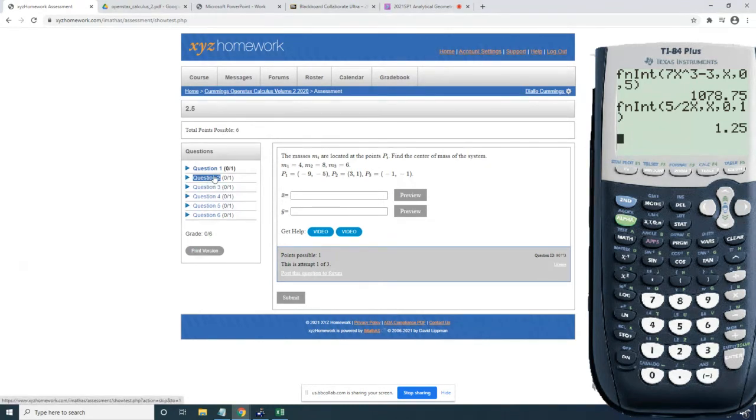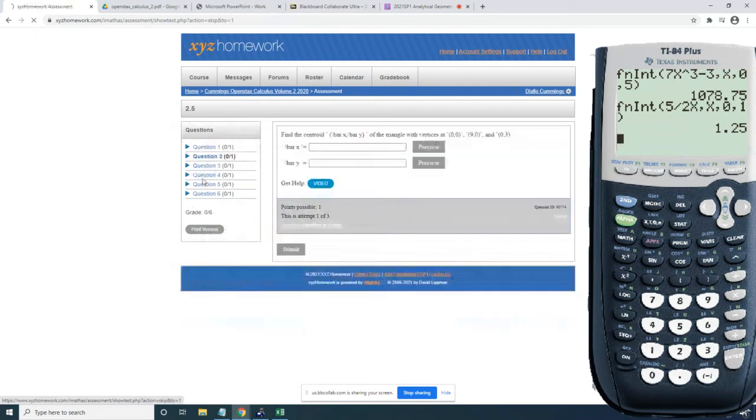Now, number 1 is a special case because in problem number 1, I'm not actually given a function. I'm just given some masses. I'm given the coordinates for those masses, and I'm asked to find the center of mass for the system. If I look at problem number 2, it's a little bit different. Here I'm trying to find a centroid.